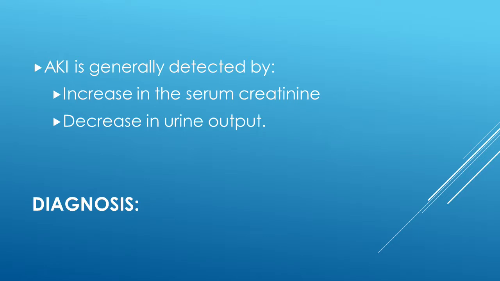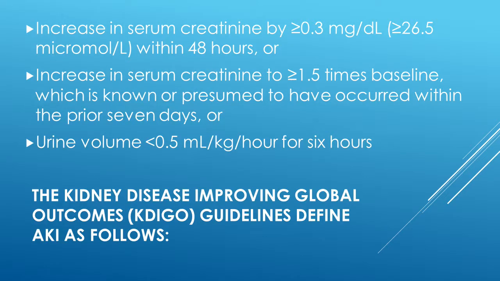And by convention, the definition of acute kidney injury is if the serum creatinine goes up by 0.3, that's acute kidney injury, or if the serum creatinine goes up by 1.5 times baseline, or if the urine volume is less than 0.5 ml per kilogram per minute. So that in a 70 kilogram person, if the urine falls to, say, less than 35 mils per minute for 6 hours, that would be considered acute kidney injury.